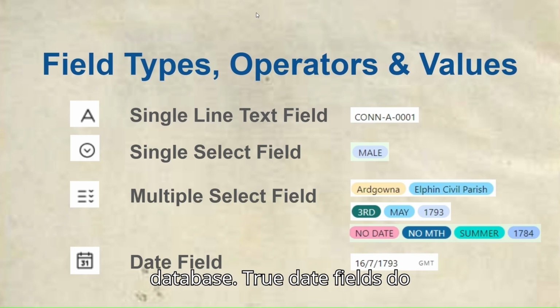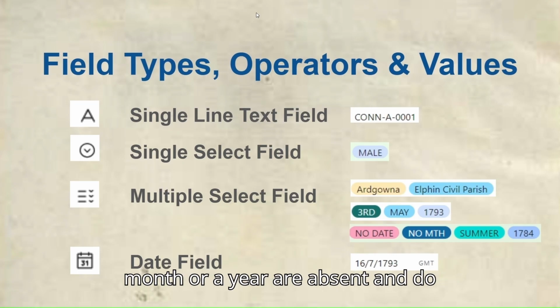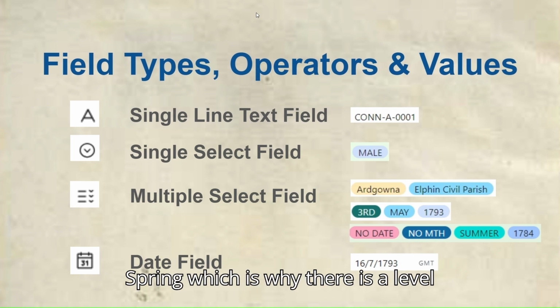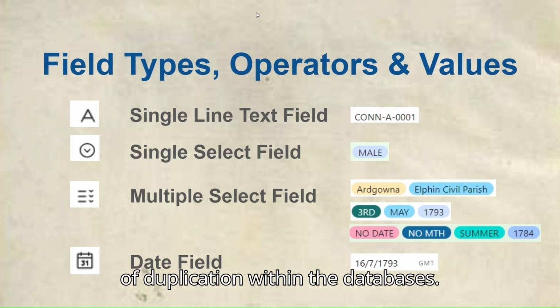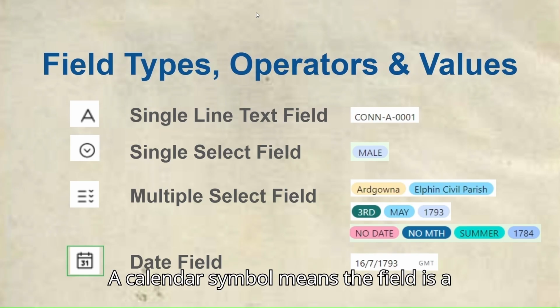True date fields do not allow ambiguous dates where a day, a month or a year are absent, and do not accept such terms as Hillary term or spring, which is why there is a level of duplication within the databases. A calendar symbol means the field is a date field.